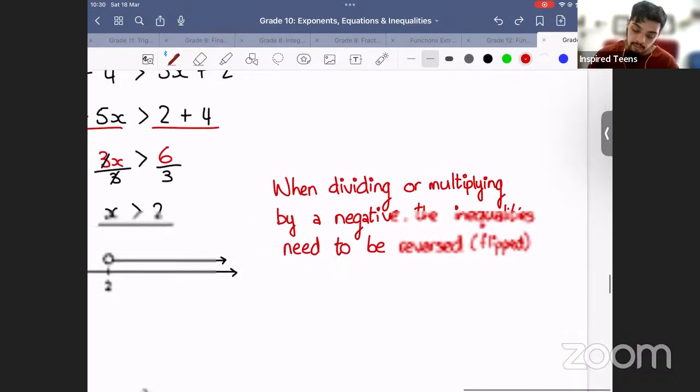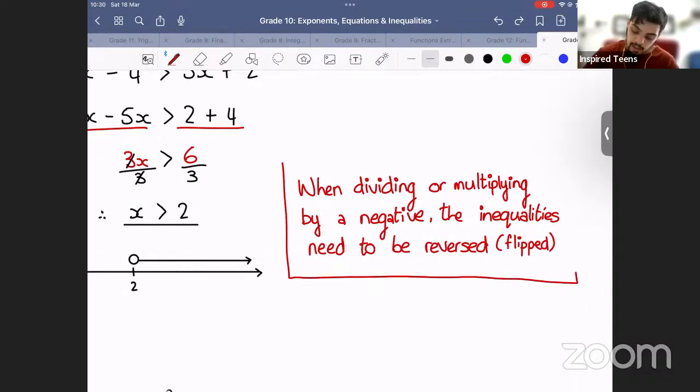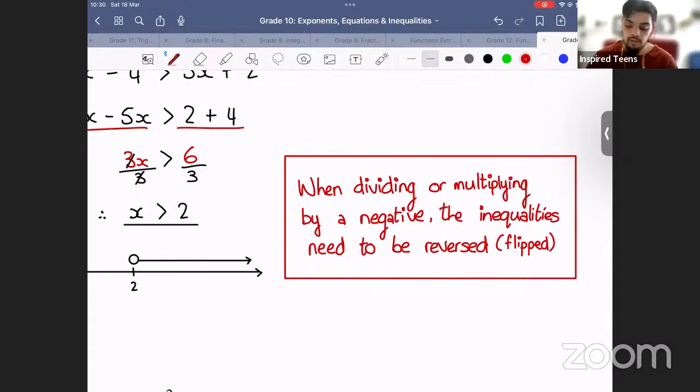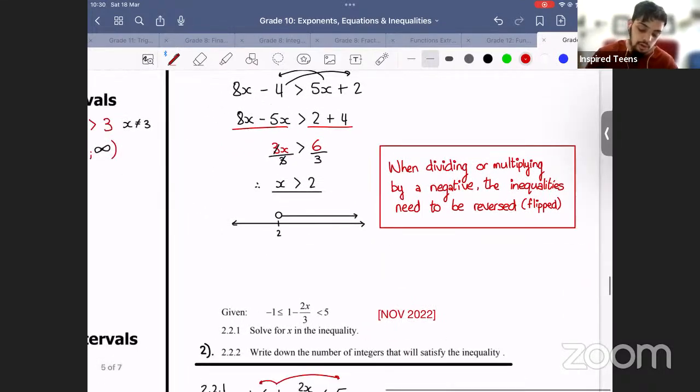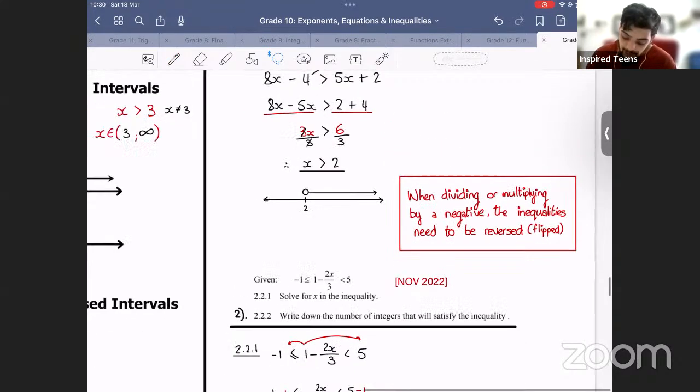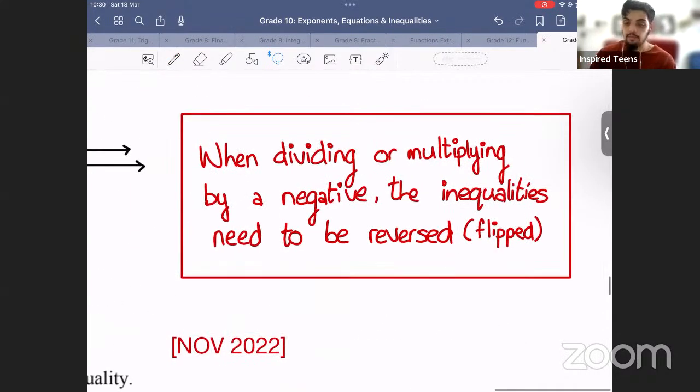Then we need to remember to flip the sign only when dividing or multiplying by a negative. Some people get confused, like when do you flip signs? Not when you're just subtracting, but when dividing or multiplying by a negative. Some people think it's only when you multiply, but it's also when you divide. Some people think it's only when you divide, but it's also when you multiply.